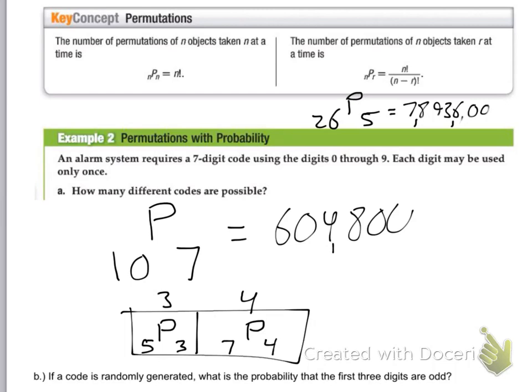4 of them. It happens to be, what is 5P3? 60. What is 7P4? 840, which would result in how many of the codes have odd digits first? 50,400.